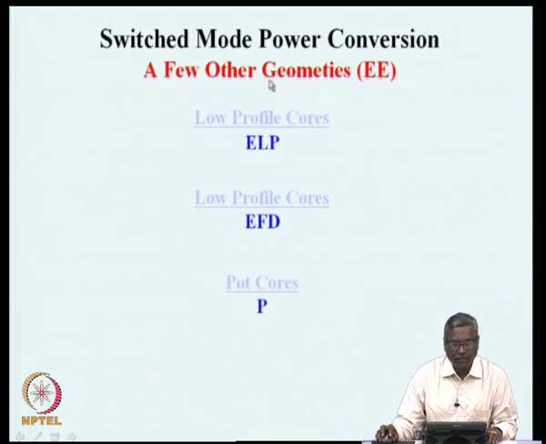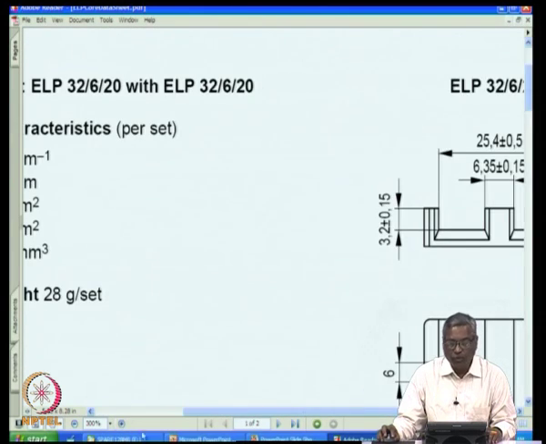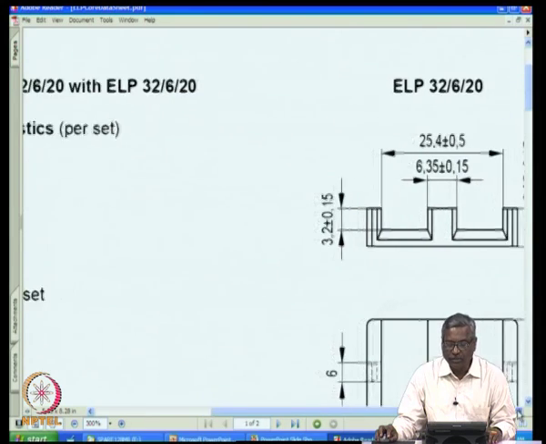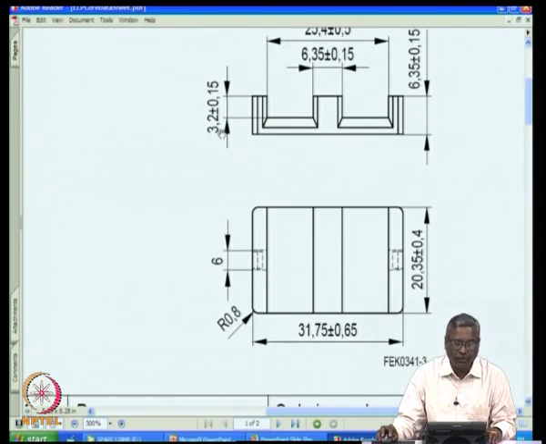Now, there are many other geometries of cores available. For example, this is another geometry which is known as low profile geometry. You can see that this also has the same shape as EI shape, but the total height is only about 6 millimeter from this end to this end.